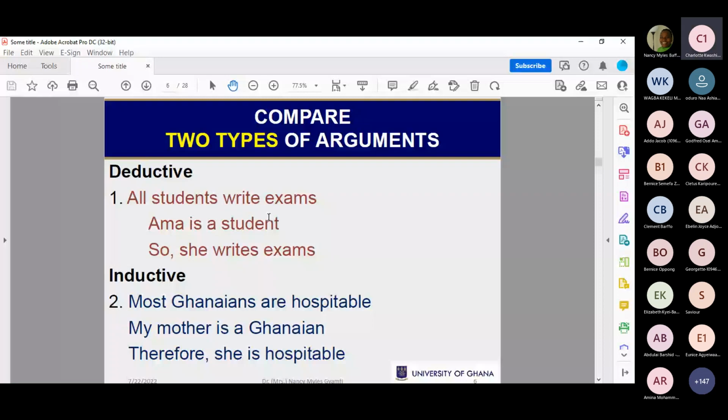Example 1. Deduction. All students write exams. Amma is a student, so she writes exams. If it is true that all students write exams, the point is it may not be true. Some may not write exams. Some may just do 10 papers and they are still students. So this is not actually true out there.